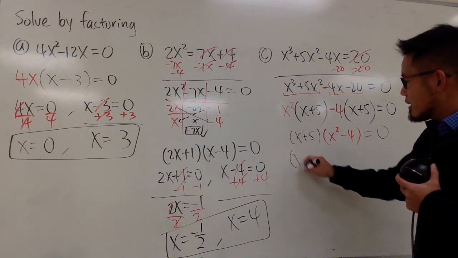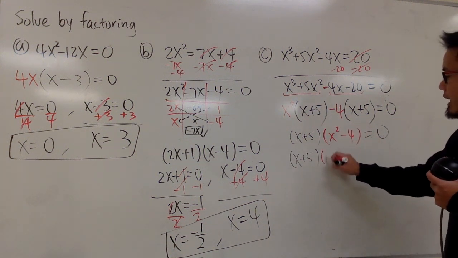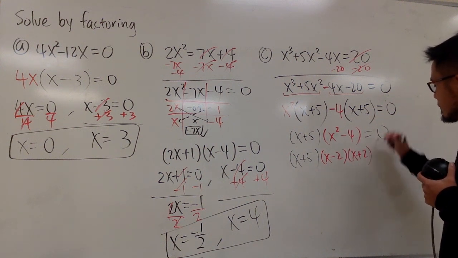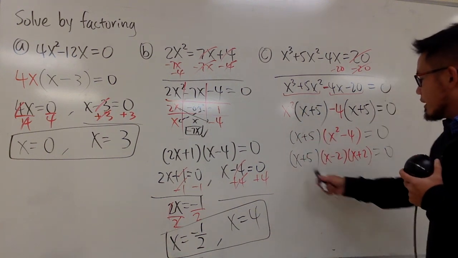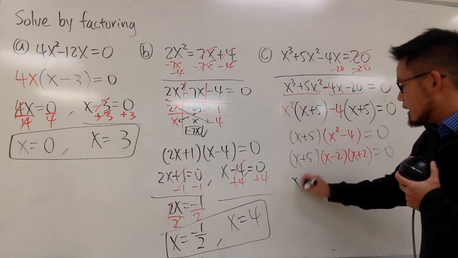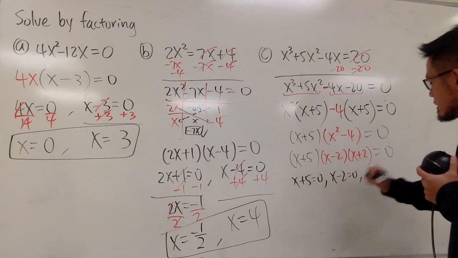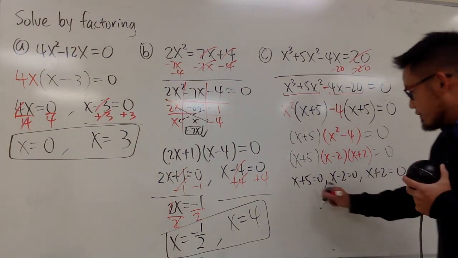So I will keep this right here, x plus 5. To factor x squared minus 4, we get x minus 2 times x plus 2. And we have this equal to 0 now. So you see, we are done with the factoring. In this case, we have 3 factors, but it's okay. I can just make the first one equal to 0, the second one equal to 0, and then the third one also equal to 0. And then we can solve this.